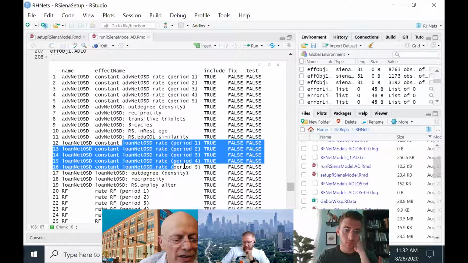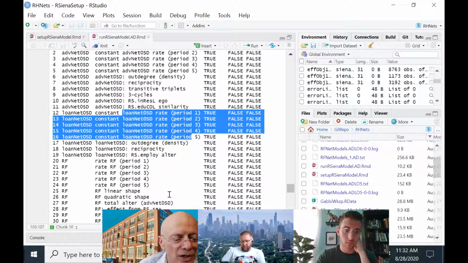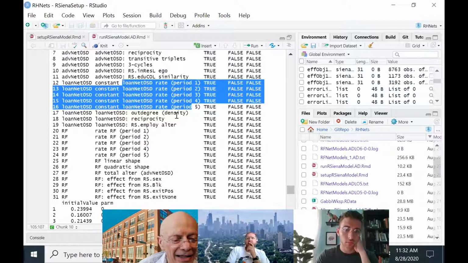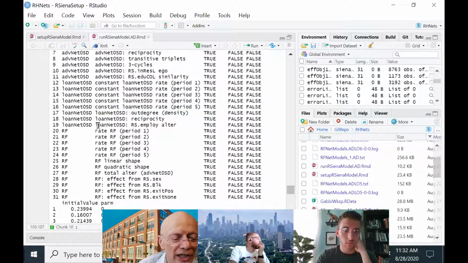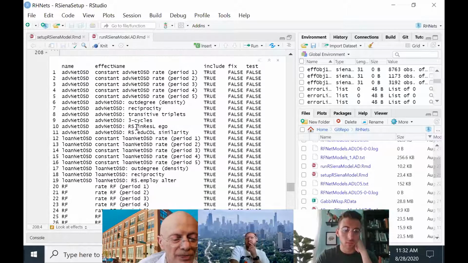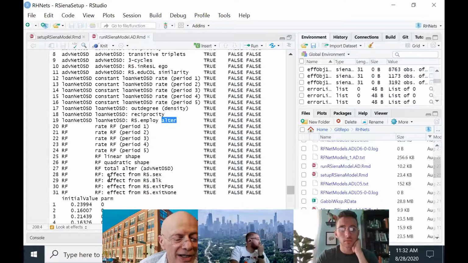Here's the loan network. And for this one, we're basically looking at the density, reciprocity, and we're also looking at loaning. So basically, if I'm employed, that's what employ means. But this is alter. That means the other person is employed. If the other person is employed, am I more likely to basically give them a loan? And that turns out to be the case.